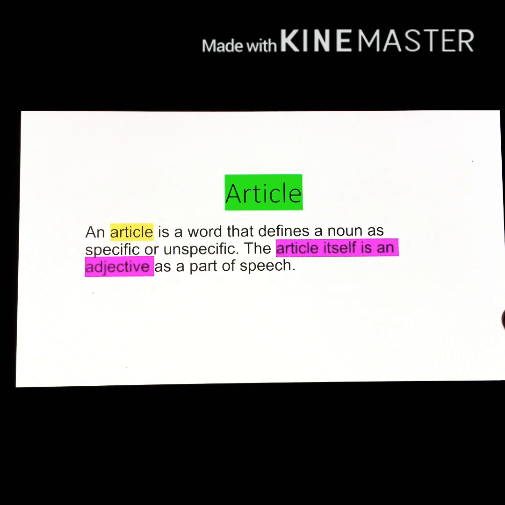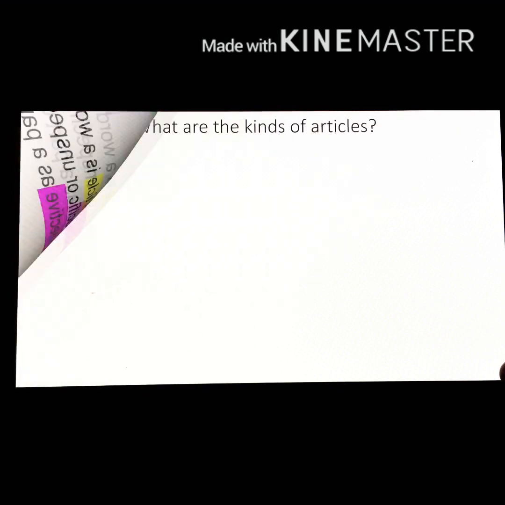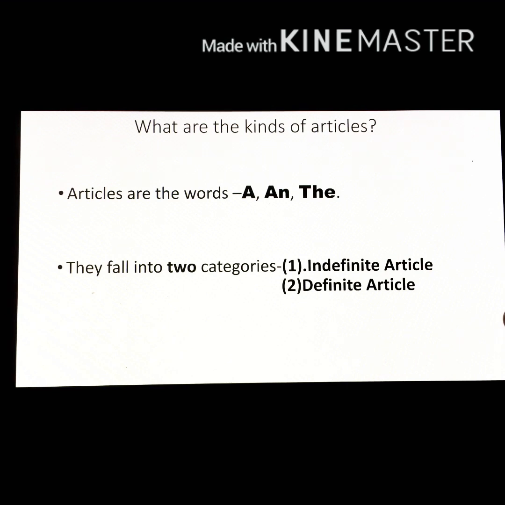Today we are going to learn about articles. What is an article? An article is a word that defines a noun as specific or unspecific. The article itself is an adjective as a part of speech. What are the kinds of articles? Articles are the words a and the. They fall into two categories: indefinite article and definite article.